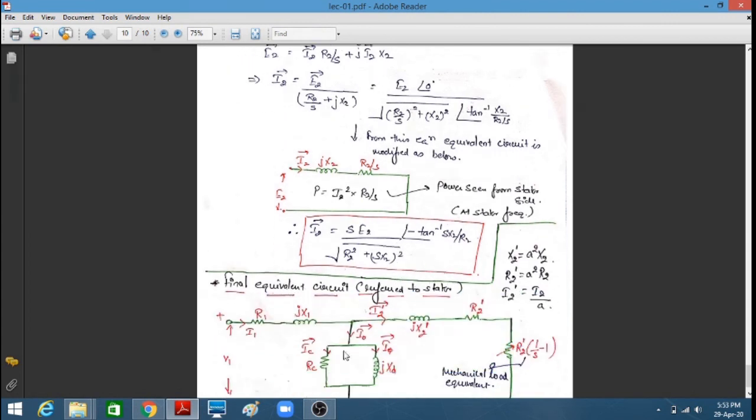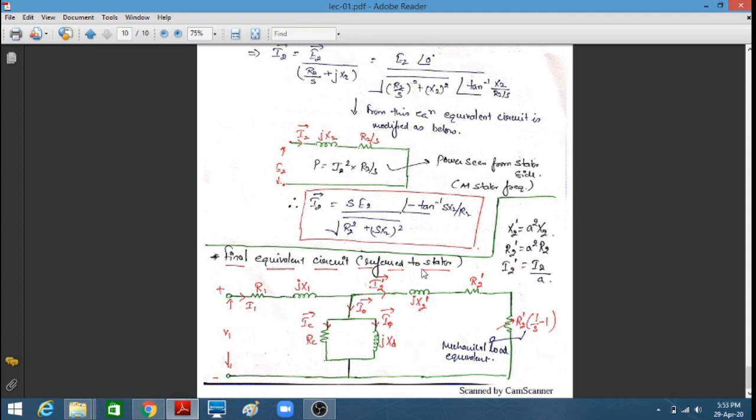Now the final circuit referred to the stator side will be this. I have referred it; you can refer the circuit as we did in the transformer, the equivalent circuit referred to primary and the equivalent circuit referred to secondary. So here also we can refer our circuit to the stator as well as the rotor. But the beneficial approach for us will be the final equivalent circuit referred to the stator side. So this R2 dash, jX2 dash, this is the mechanical load equivalent. Nothing has changed.